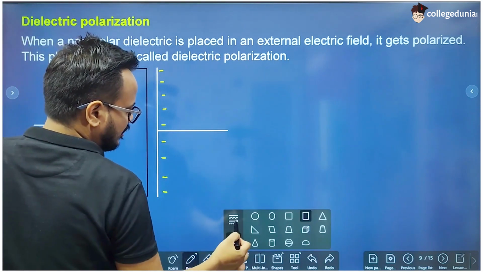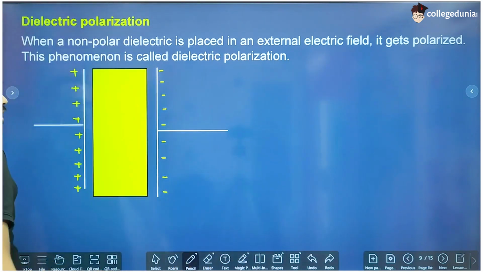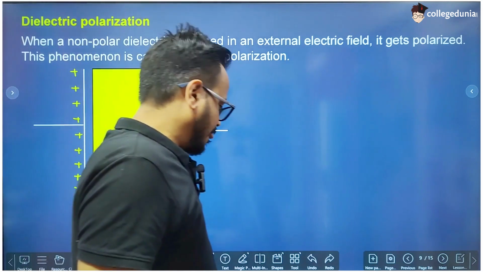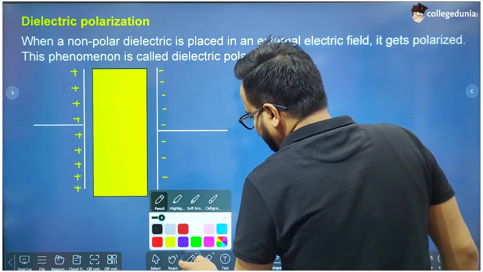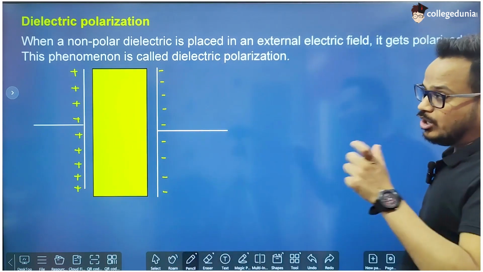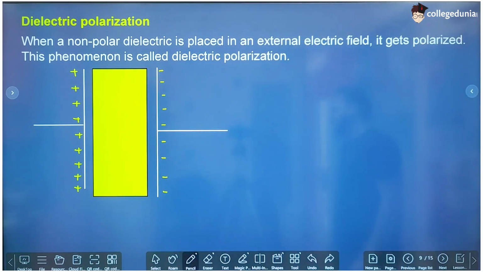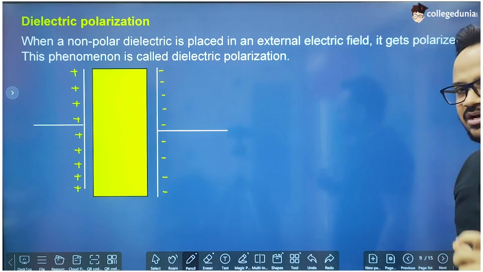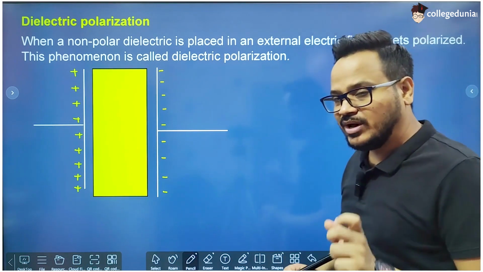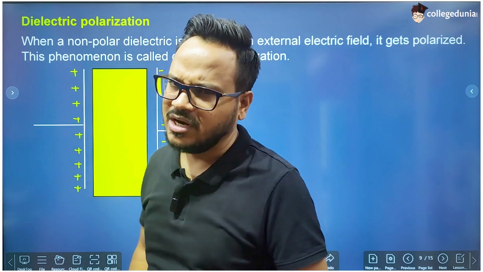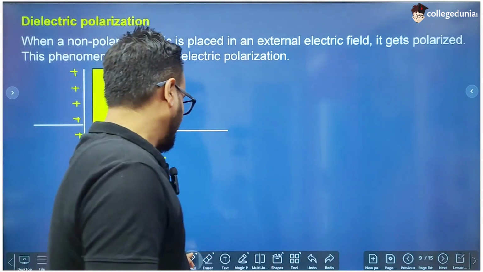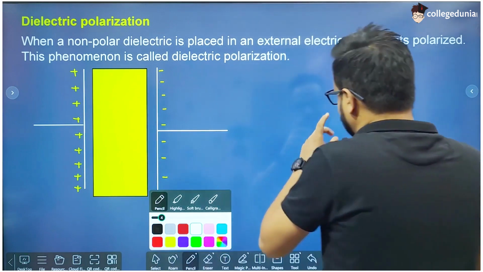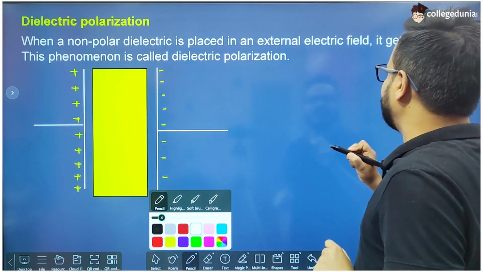So what is a dielectric material? A dielectric is an insulator which gets polarized when it is placed in an external electric field. But what is the meaning of this statement? Polarized. There are two types of insulators. One is called polar and one is non-polar.